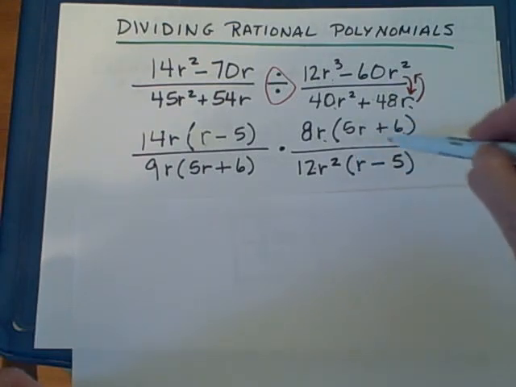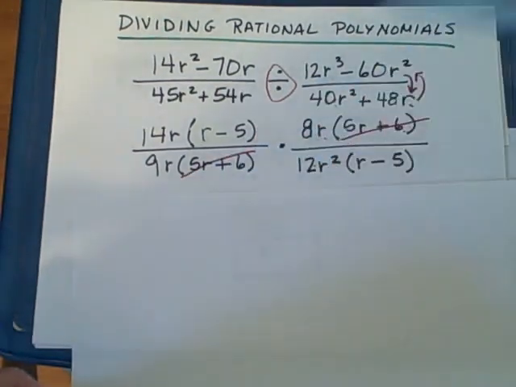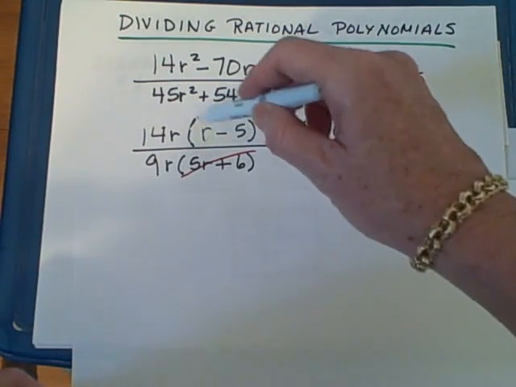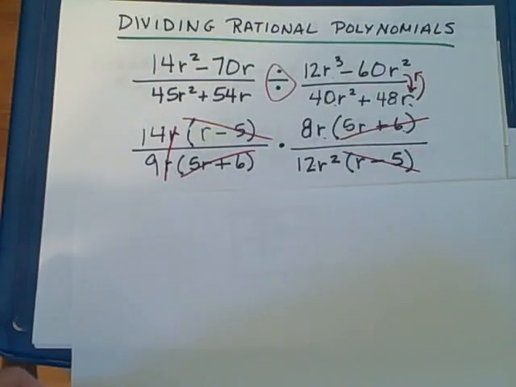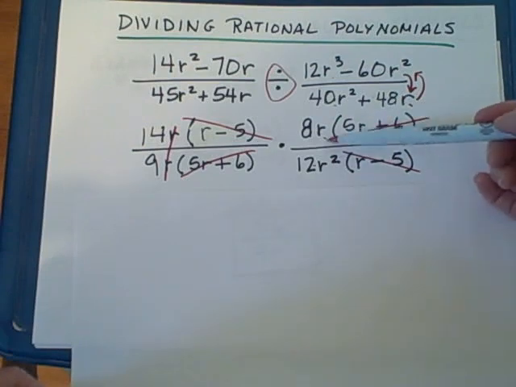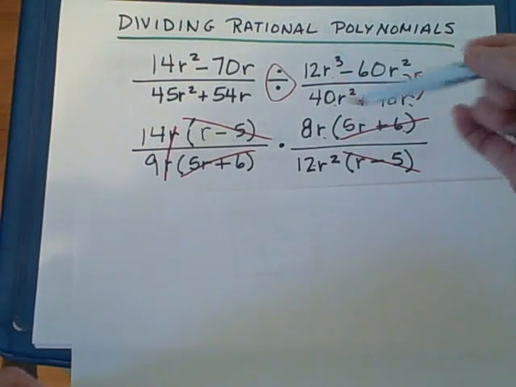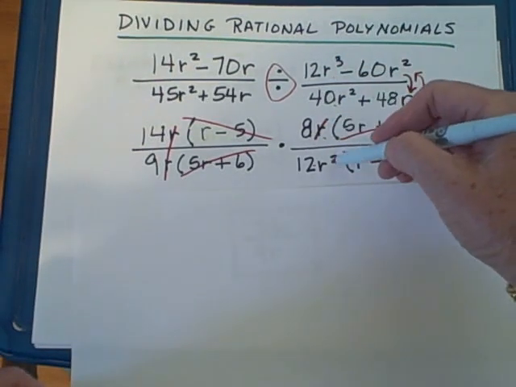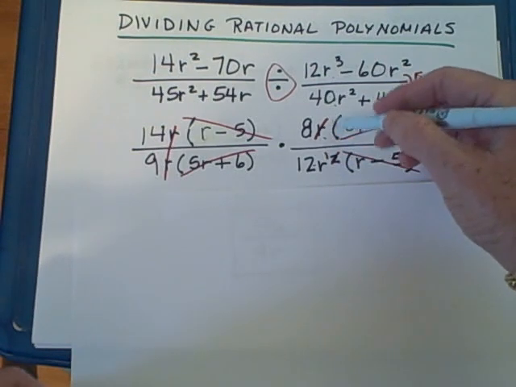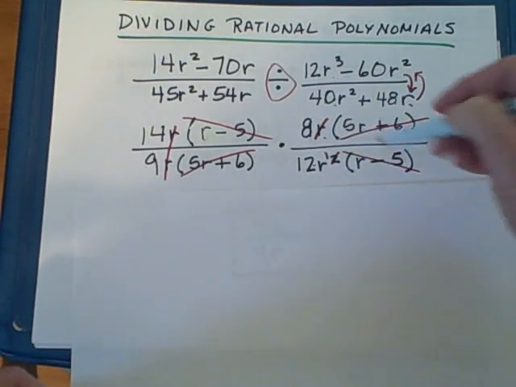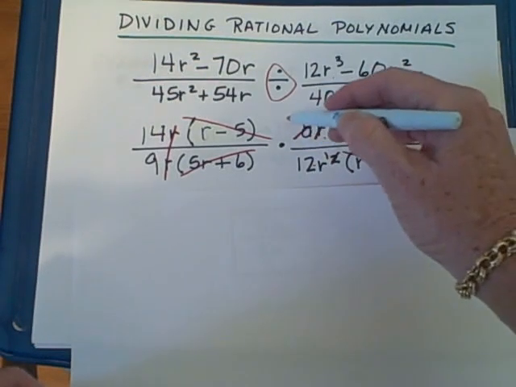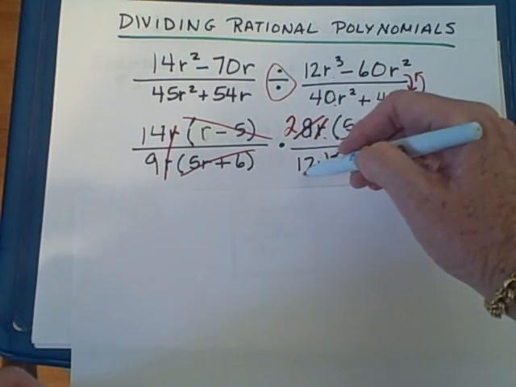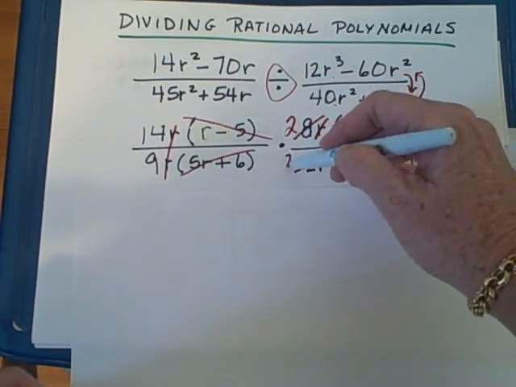So now the 5r plus 6 cancels with the 5r plus 6. Our r minus 5 cancels with the r minus 5. I can cancel out these r's as well. Do you see anything else that we could do? Well, notice over here we have an r and an r squared. That means we can take this r away and simplify this one down to 1 because we've canceled one of the r's out. We can also simplify 8 over 12 because 4 goes into 8 twice and 4 goes into 12 3 times.